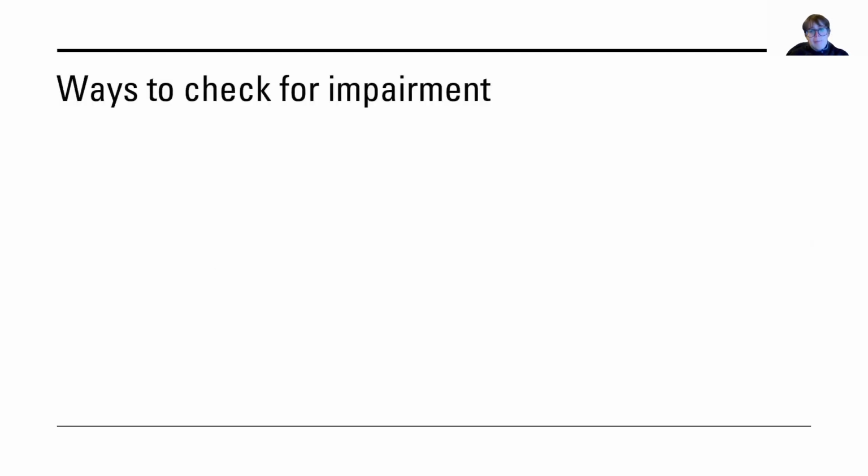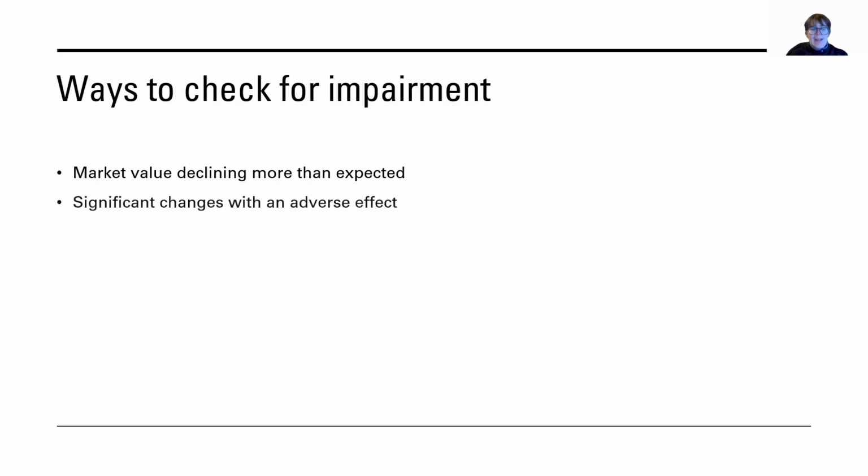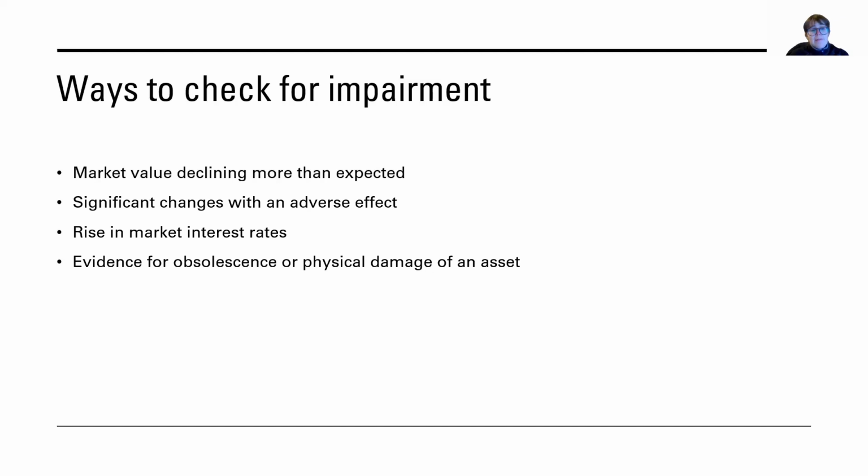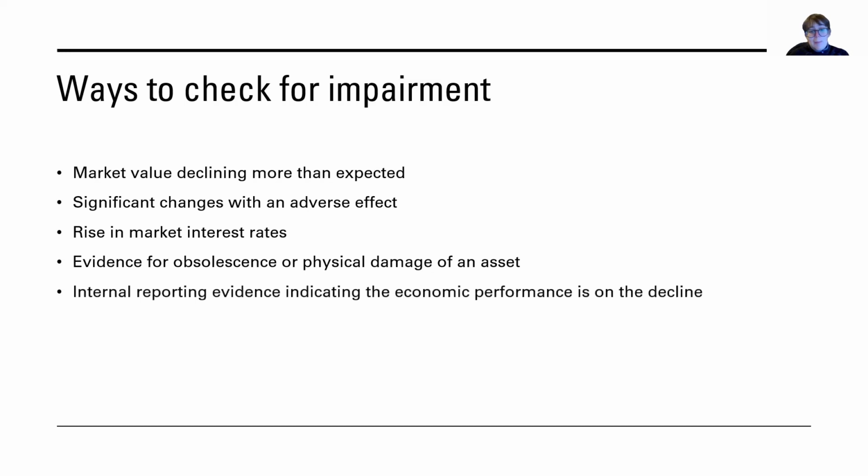So how do we check for impairment then? Is the market value declining more than we had expected? Are there significant changes with an adverse effect? And has there been a rise in market interest rates? It could be that there's evidence for obsolescence or physical damage of an asset. It may be internal reporting evidence that indicates the economic performance is on the decline. So that's just a few ways that you can check, and there are other ways to do that.